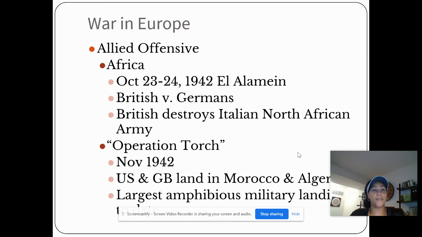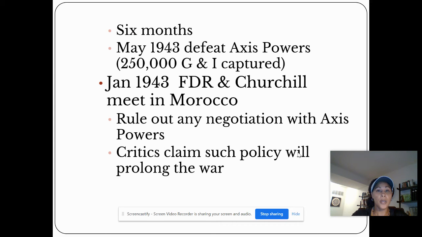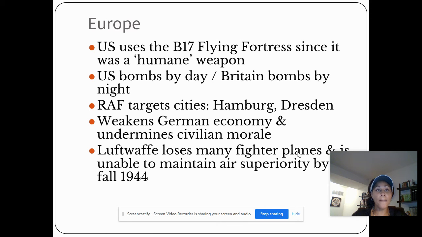All right, so war in Europe. You have the Allied offensive. There's fighting in Africa because remember the colonies that a lot of these countries control. They're fighting amongst them and bringing in soldiers there. There's fighting in Europe. Be familiar with the terms RAF, the Royal Air Force, which is the British Air Force, and then the Luftwaffe, which will be your German forces there.